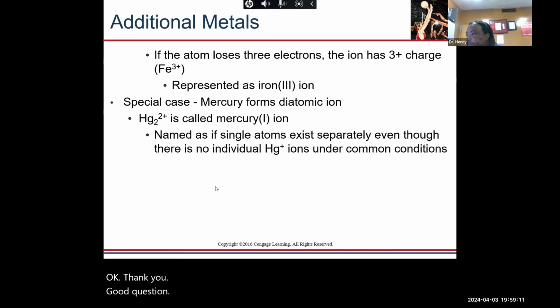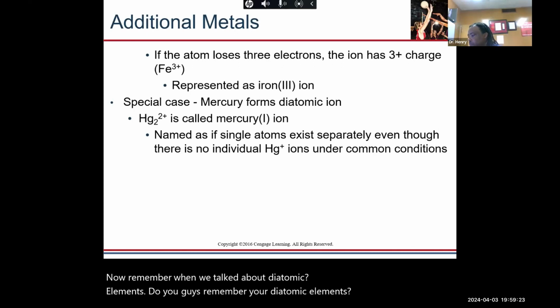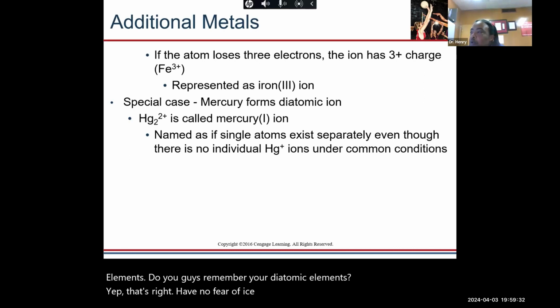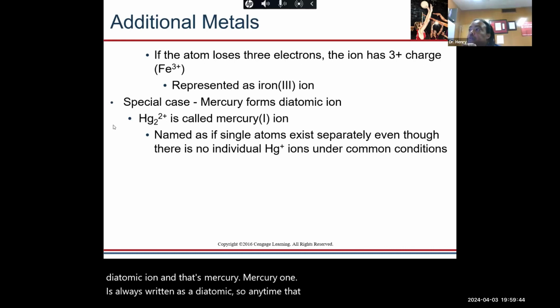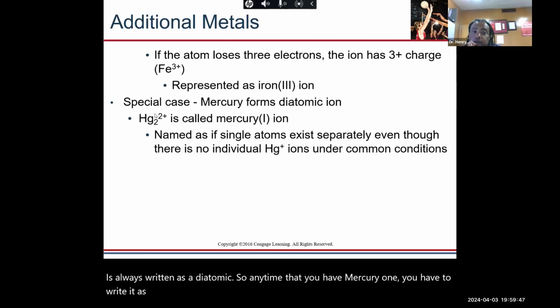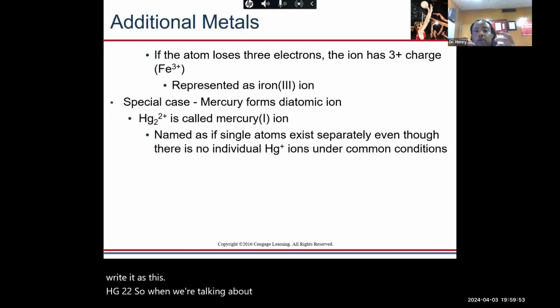Okay, so now remember when we talked about diatomic elements? Do you guys remember your diatomic elements? Have no fear of ice cold beer. Yep, that's right. That is correct. Well, there's one diatomic ion, and that's mercury. Mercury 1 is always written as a diatomic. So anytime you have mercury 1, you have to write it as Hg2 2 plus. So that's the way we're always going to end up working with it.